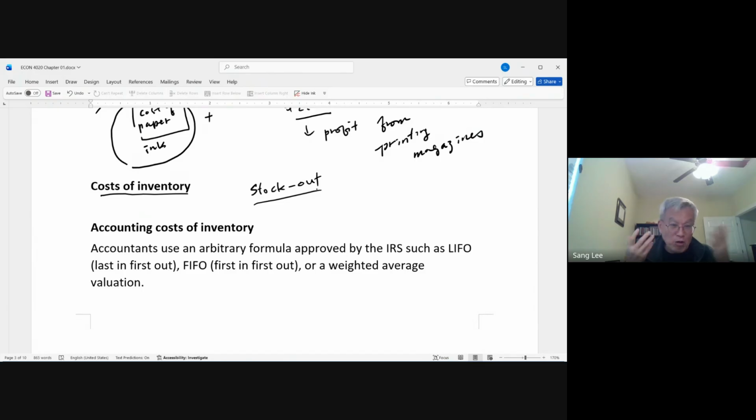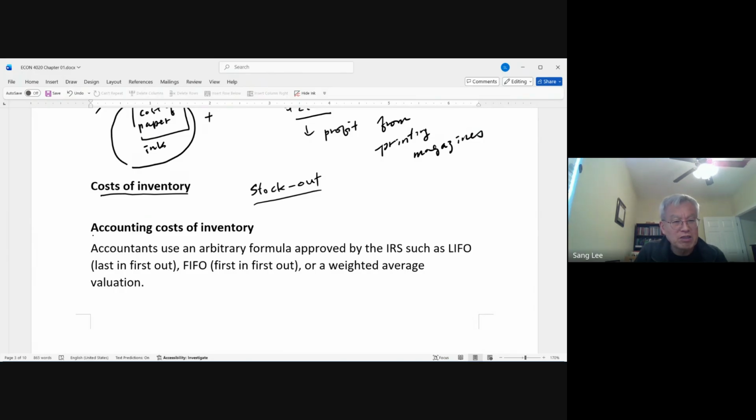So you decide how much inventory you're going to carry. Okay. So then how do we actually compute the cost of inventory? Here we're going to use a very specific example. First, how do we calculate the cost of inventory in practical life? How do you compute the accounting cost of inventory?